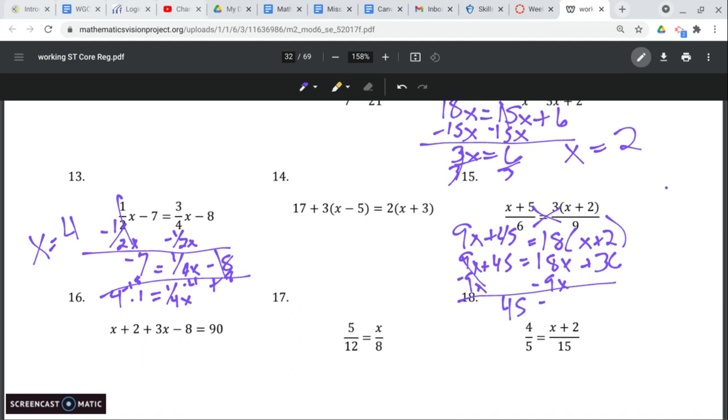So we have 45 equals 9x plus 36. Subtract 36. So we take 45 minus 36, and we're going to get 9. So we have 9 equals 9x. Divide by 9. So x equals 1 is our solution. All right, if you guys have any questions, feel free to ask.